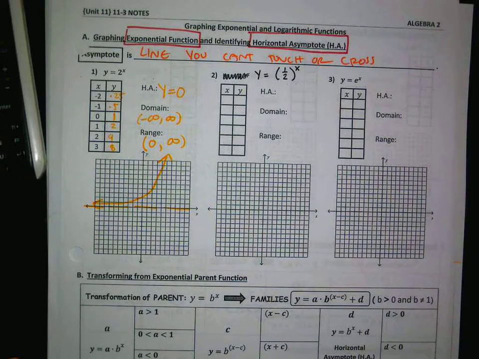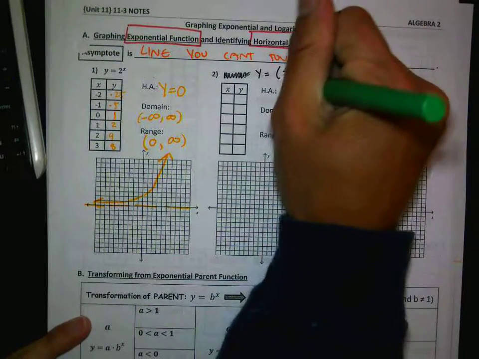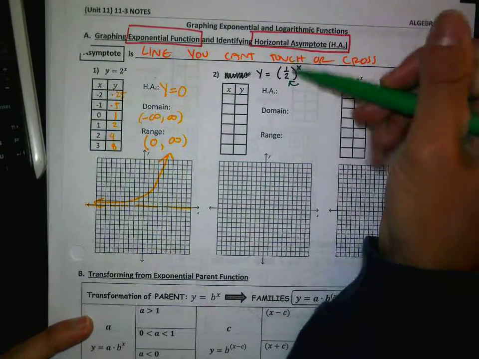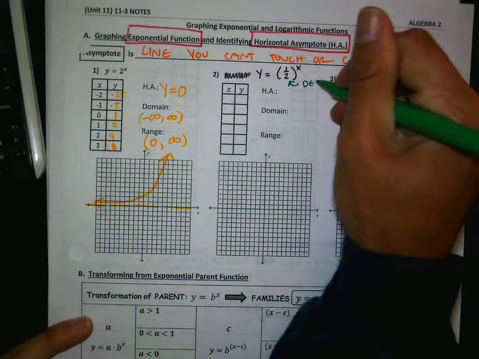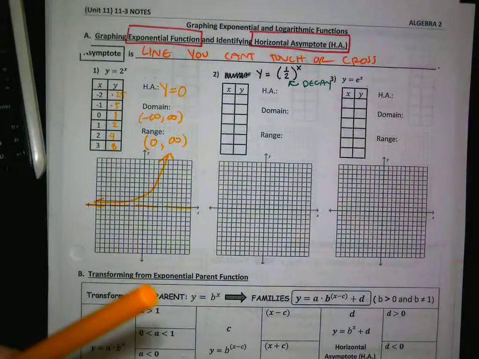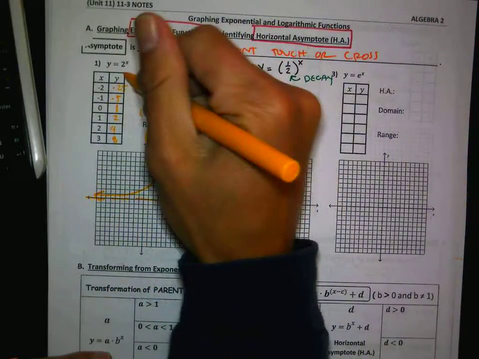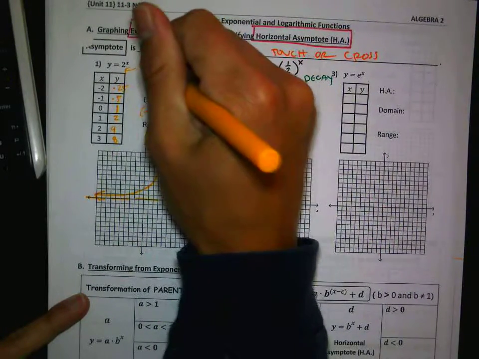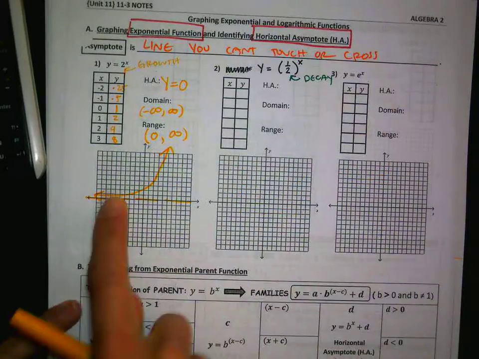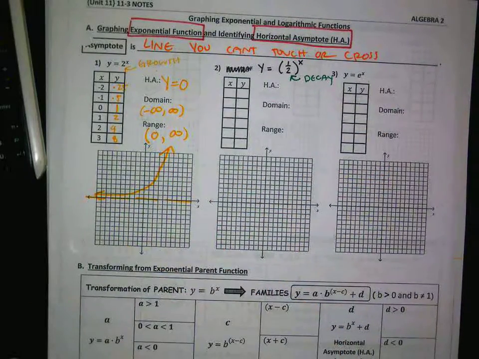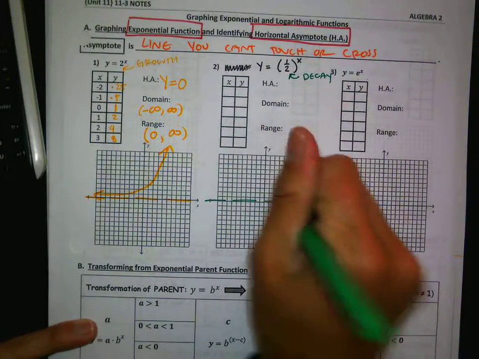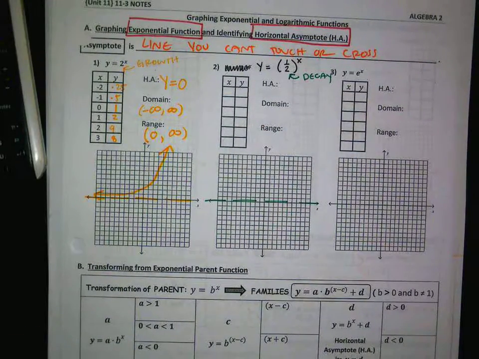All right, the reason why I want to graph number 2 is because I want you to see what a decay looks like. So because this 1/2 is less than 1, this is a decay, whereas this previous one, 2 is bigger than 1, and so then this is a growth. And you're growing. Does that make sense? So all this other stuff is going to stay the same, right? Nothing else changes except it's decaying.